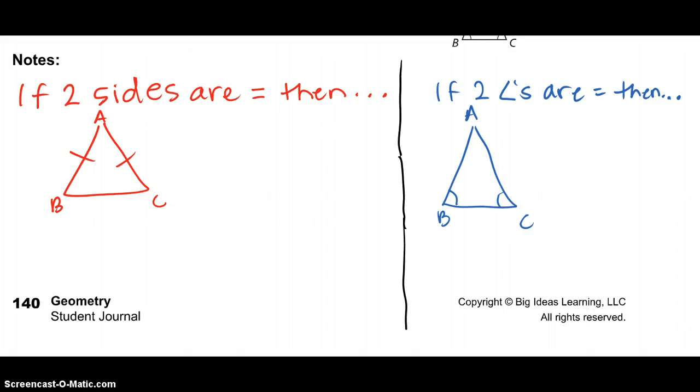If we look at the one I have written in red, it says if two sides are equal, then what happens? Well, what happens is if you have an isosceles triangle, meaning that two sides are congruent, then the triangle's base angles, so I'm going to redraw my picture, mark my congruent sides. What happens is the base angles are congruent also.